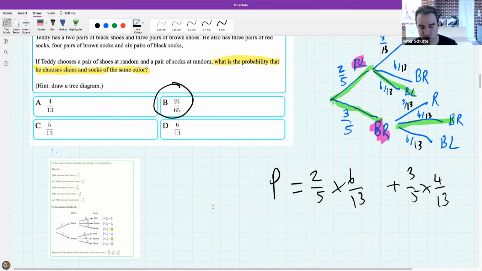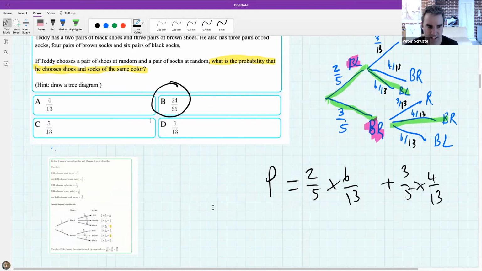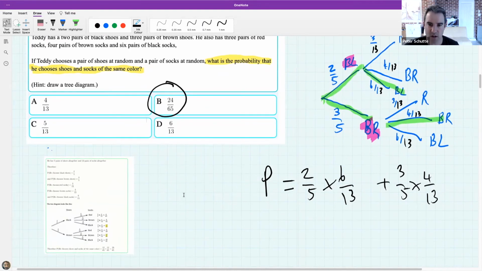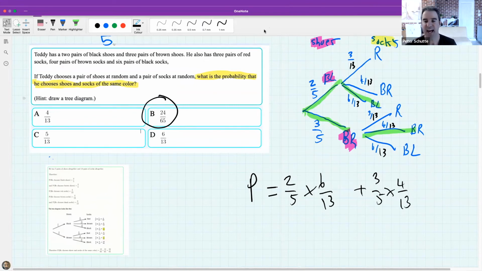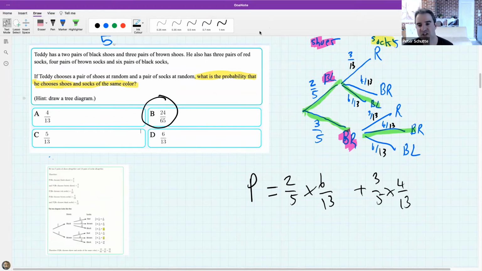Okay, so these questions do actually take quite a bit of working out, but the main idea is that you draw your tree first, you label it properly, and then you put the probabilities on each branch, and then you ask yourself how many of the branches are a favorable outcome for the question that's being asked.